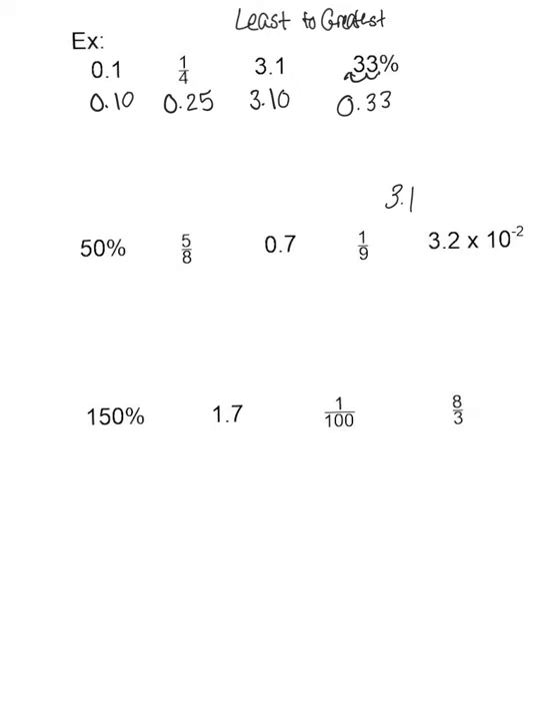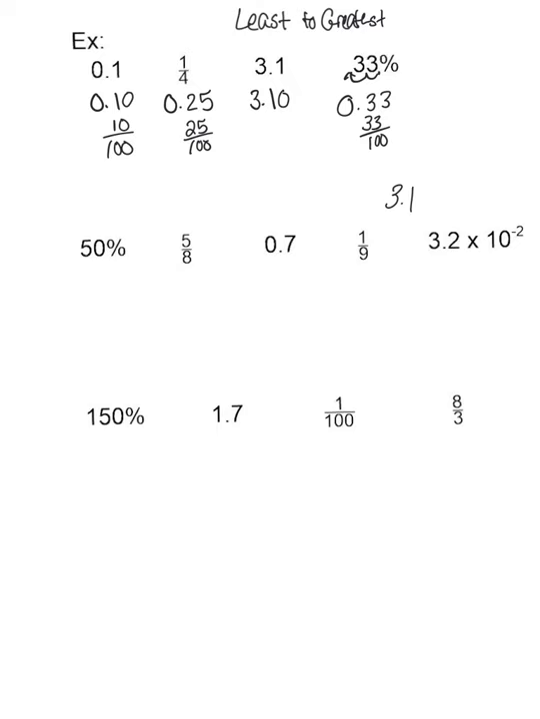Okay, now I'm going to put these into fraction format, the ones that are left. So I have 10 hundredths, so it's 10 over 100. 25 hundredths is 25 over 100. And then I have 33 hundredths. When I do this, I can just look at the top numbers and it's easier to compare.